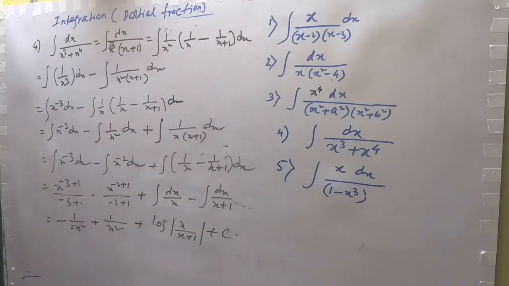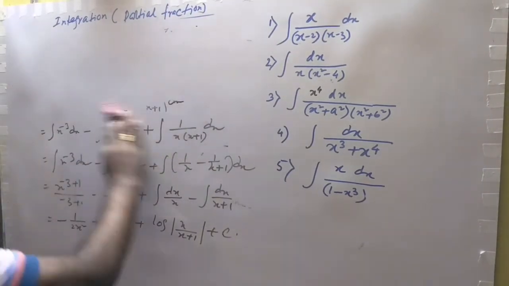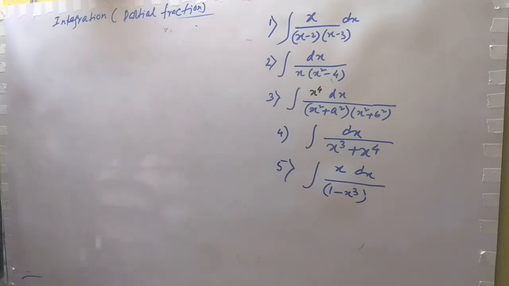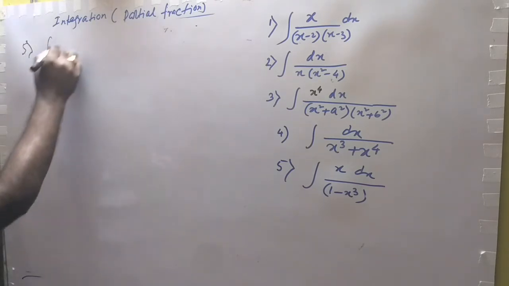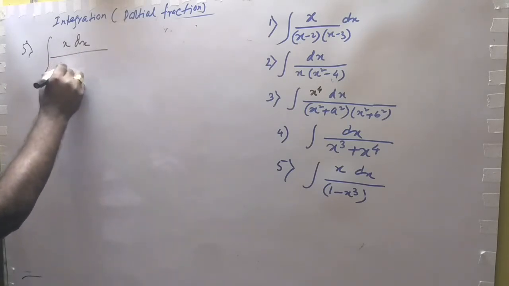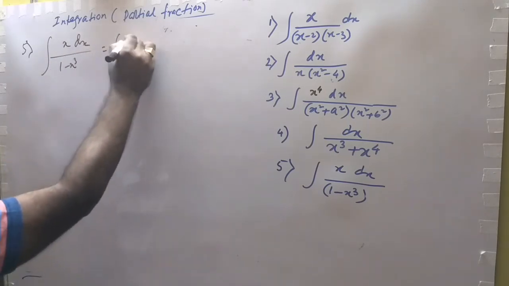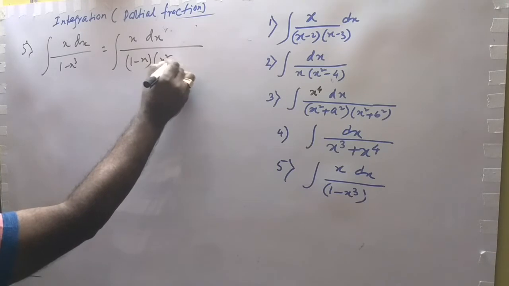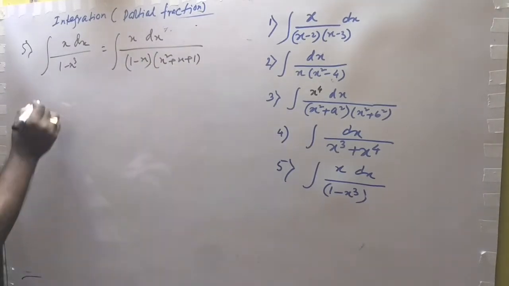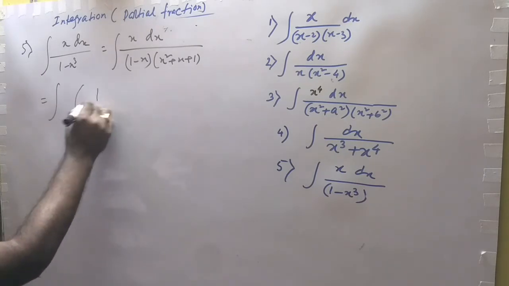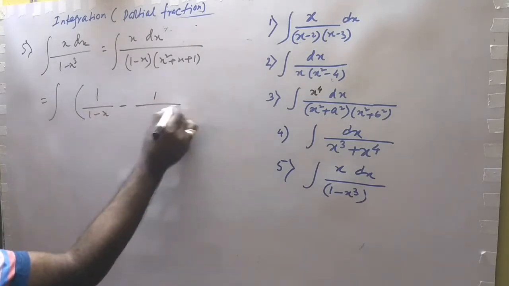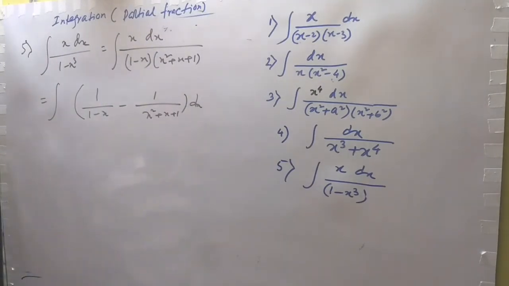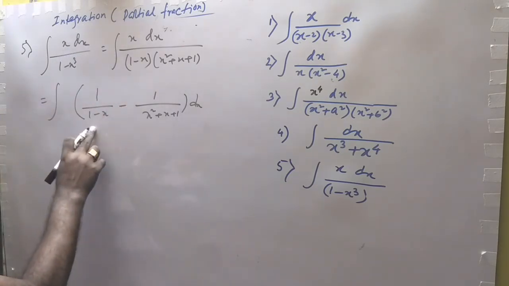This is also very important. Let's see here, how can we split factor 1 minus x cube and balance in the difference pattern. So see here question number 5. x dx, and now here 1 minus x cube. This is x dx by 1 minus x and x square plus x plus 1. So see here 1 by 1 minus x minus x square x plus 1 like that, but we do not get the x. So this is the quadratic and this is the linear degree.